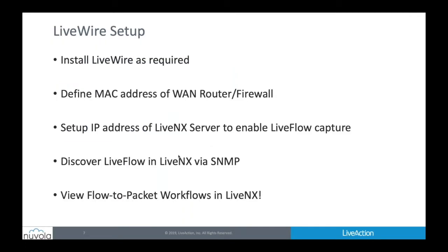Now, once you've deployed a LiveWire solution, it's extremely simple to set up. There are only a few steps you have to go through. Obviously, you first have to go through the physical installation that I just described to you. That shouldn't take too long. Once you've done that, you then connect to the management port on the LiveWire, and you provision the MAC address of the WAN router firewall. This is important, as I said earlier, because this tells the LiveWire the direction of the flows.